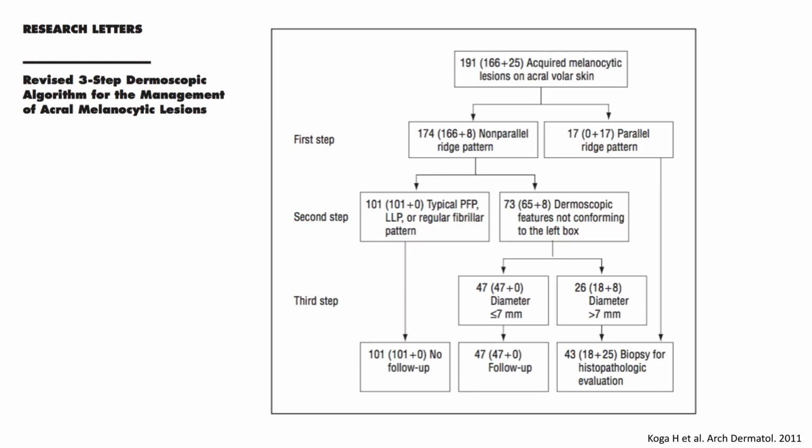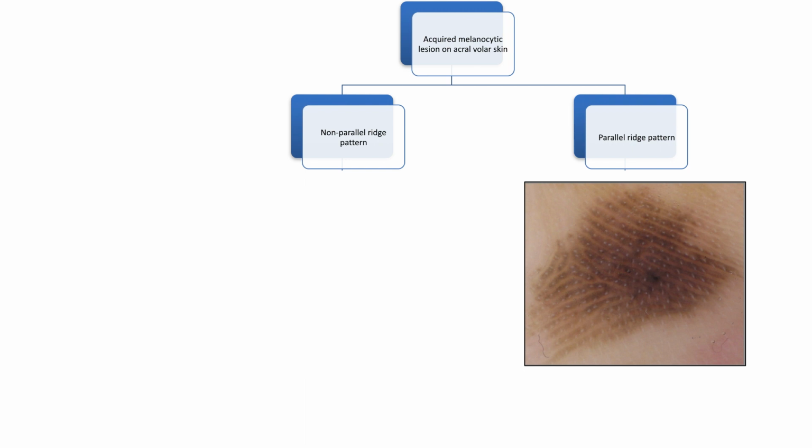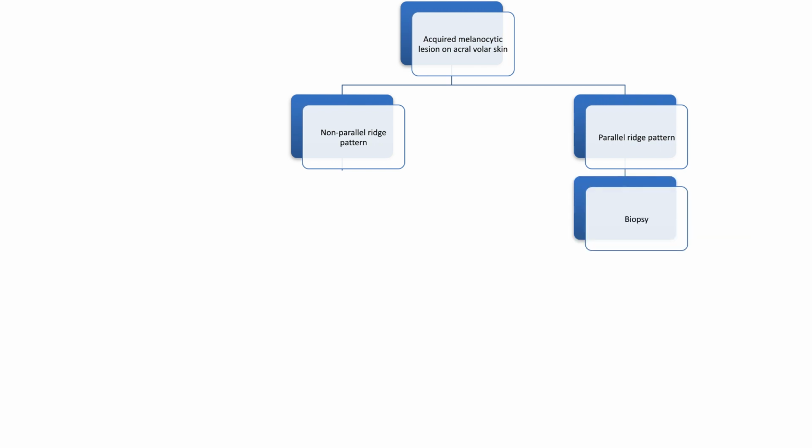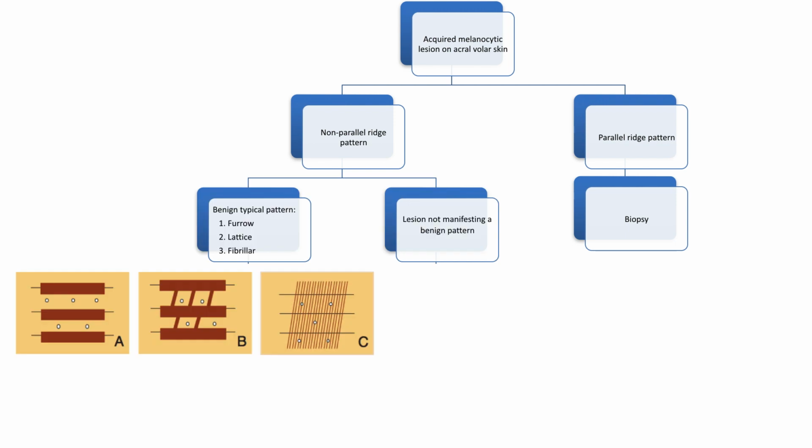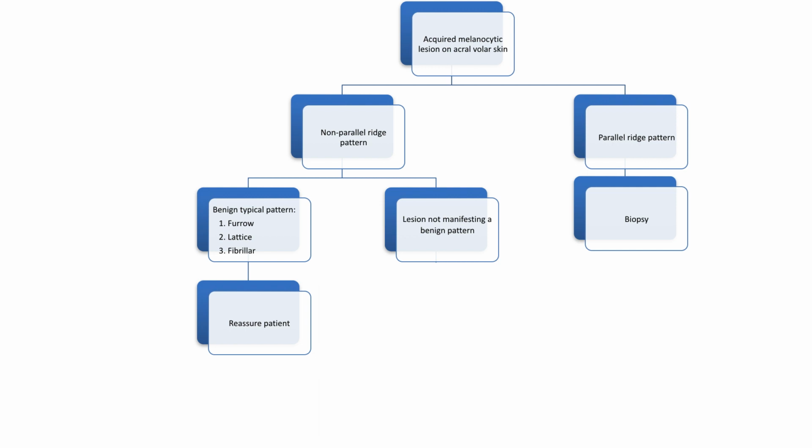A nice approach for these lesions, particularly for novices, is the revised three-step algorithm published by Koga in 2011. The first question when evaluating an acquired melanocytic lesion on acrovolar skin: is there a parallel ridge pattern present? If so, biopsy the lesion. If not, you look: does the entire lesion have a benign typical pattern, furrow, lattice, or fibrillar? If yes, you can reassure the patient and send them home.